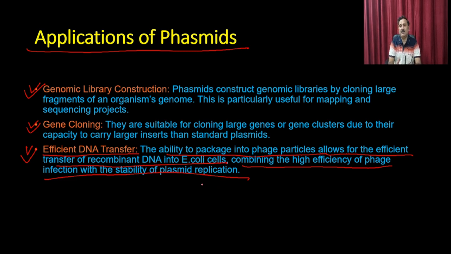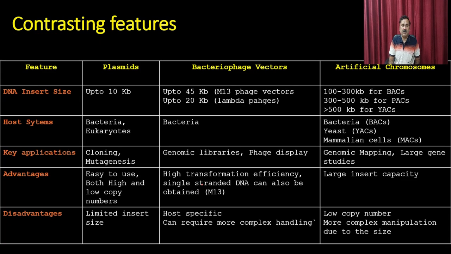So these are some of the vectors we have discussed: the bacterial or prokaryotic vectors, and the eukaryotic vectors. Within the eukaryotic vectors we have discussed the yeast based vector, the insect cell line based vector, the phage based vectors, the cosmids, and also the phasmids. Now let's see the comparative statement of all these features.